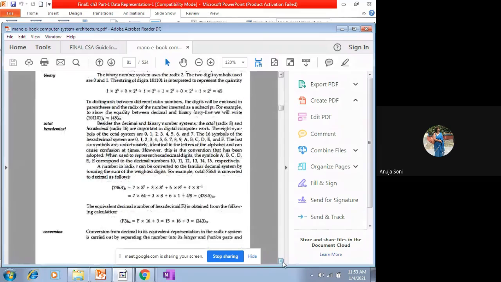Similarly, we talk about another number, 73736.4, having a base of 8. This number is given in octal form. Again, after applying the same formula, ultimately you get the value 478.5 having a base of 10. You have to solve these already solved questions on your own, and similarly you can take a few more examples from your own side.